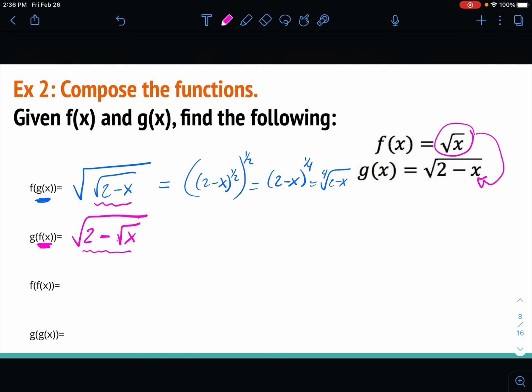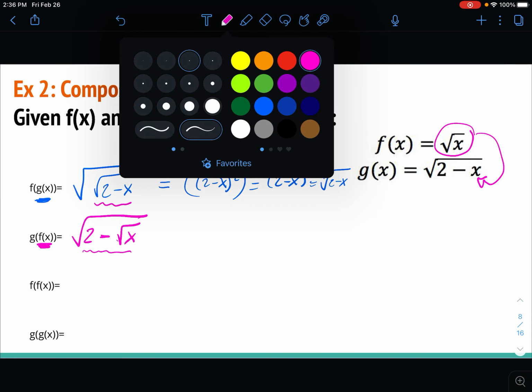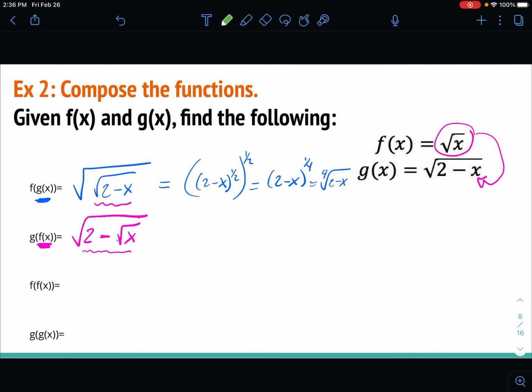Okay, so this one we can just leave as is, and that is simplified. Okay, now we're gonna go ahead and input a function into itself. So f of x is going to be put into the function f. So the function f says take the square root of the input. What's the input? Oh, it's the square root of x. And now we know this is actually going to be the same as the 4th root of x, same reason as the first one in blue.